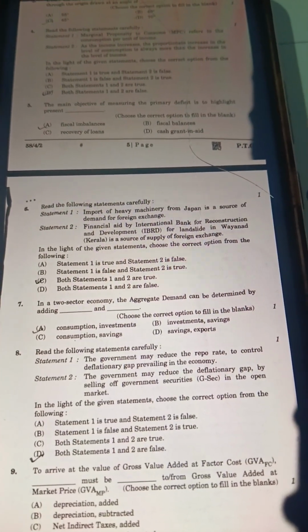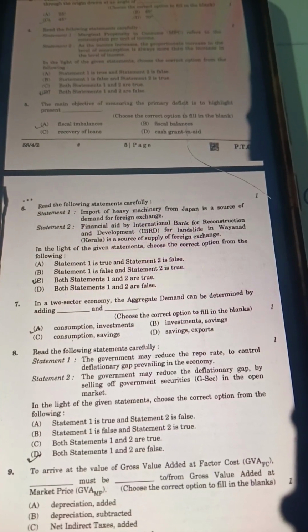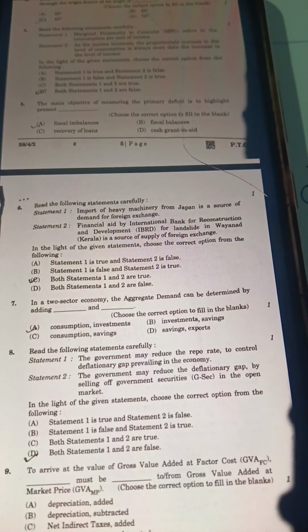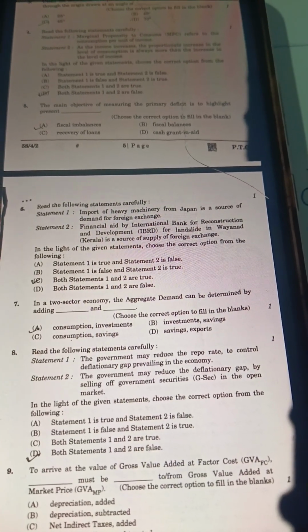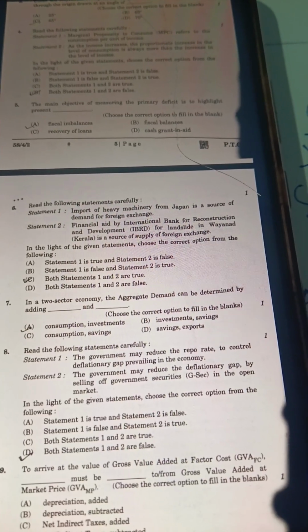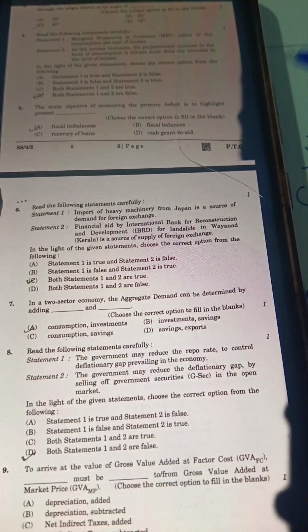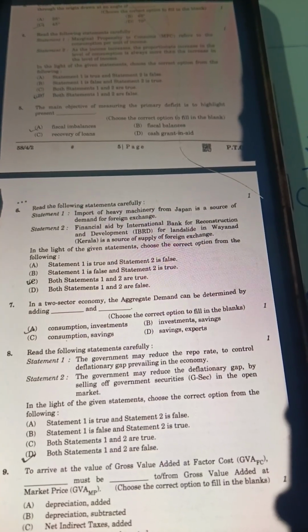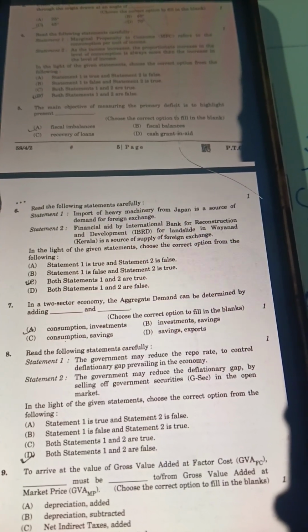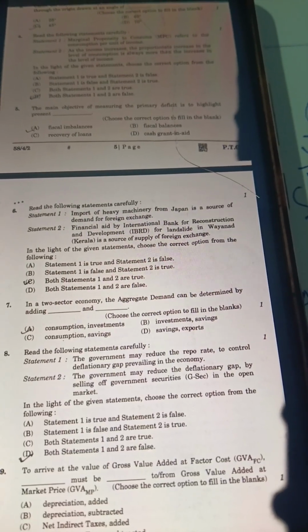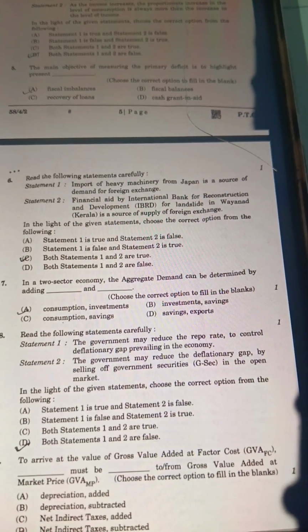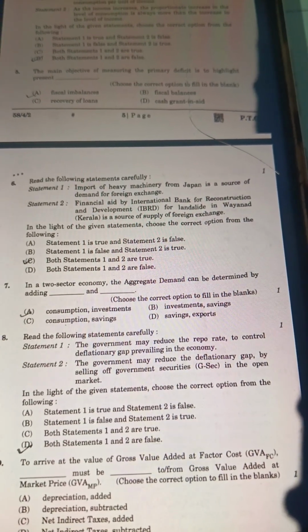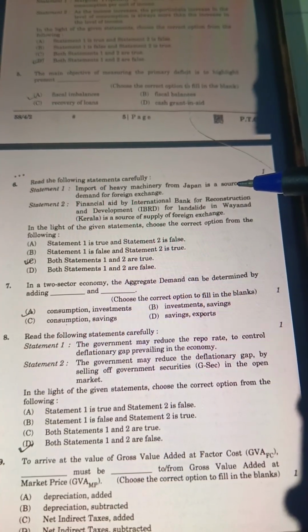Coming to question number 6, there are 2 statements again. Statement 1: Import of heavy machinery from Japan is a source of demand. And statement 2 is telling: financial aid of IBRD for landslide in Wayanad is a source of supply of foreign exchange. Import means bringing something from outside to your country. So if you're importing heavy machinery from Japan, automatically you will demand foreign exchange, because the payment you are going to make for this heavy machinery will be in other currency, not in rupees. So you will demand foreign exchange for this.